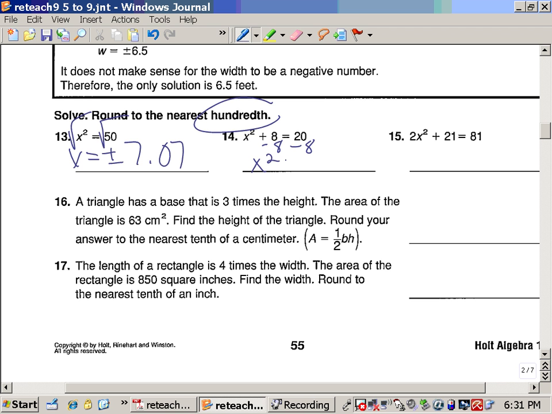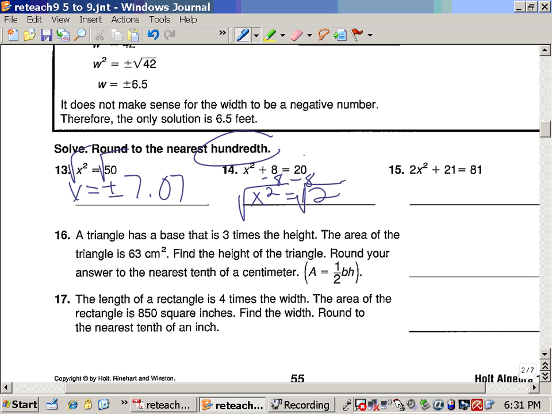On number 14, I need to take the 8 and subtract it from both sides. I get x squared equals 12. Take the square root of each side, and I get x equals positive or negative 3.46.